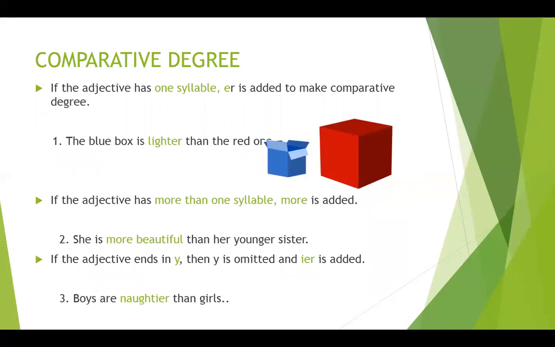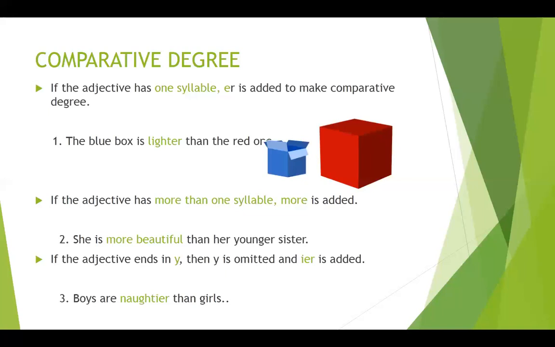Next is comparative degree. In this slide, I have told you how we make the comparative degree. If the adjective is one syllable, like in the previous example, we talk about a thick book. Thick is an adjective that has one syllable. So if the adjective has one syllable, then we add -er in the comparative degree. For example, look at the example.